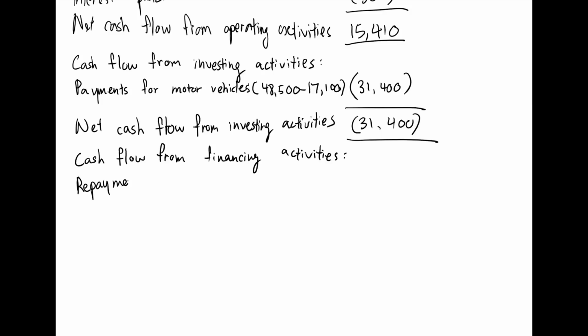So there will be a repayment of bank loan, which is 2,000 minus 0. Okay, the difference between the opening and closing balance. So I have repaid 2,000 of my loan. Since I have repaid my loan, there will be a cash outflow. So for a cash outflow, you need to bracket it.